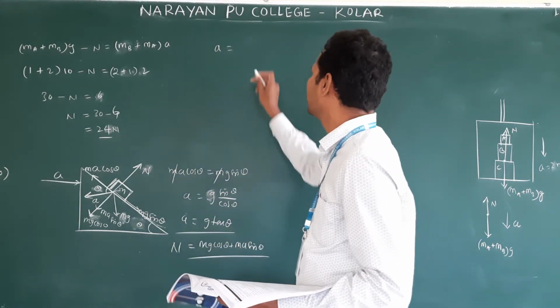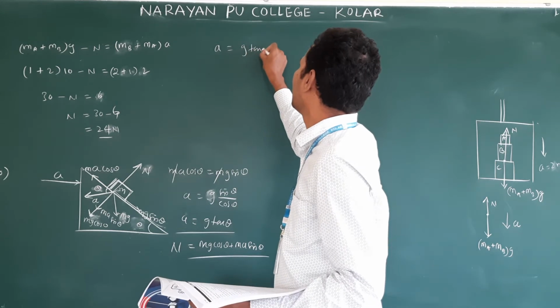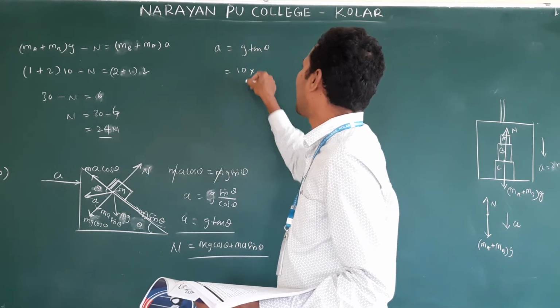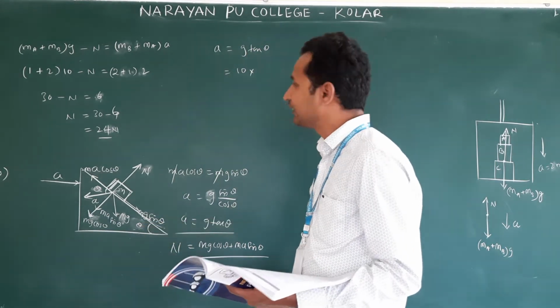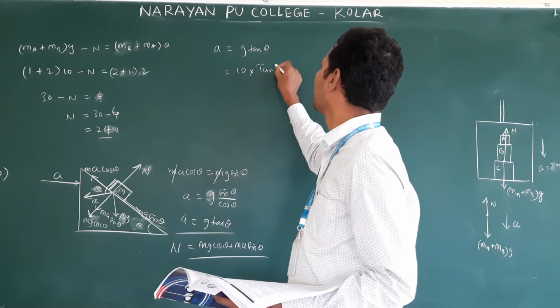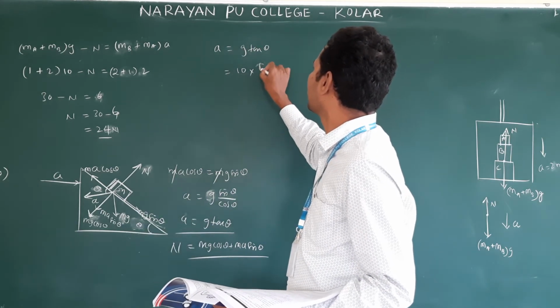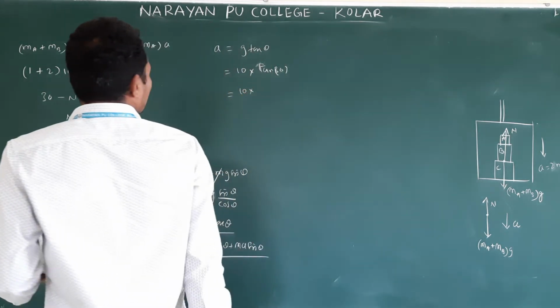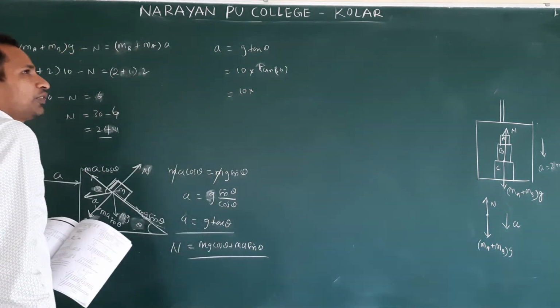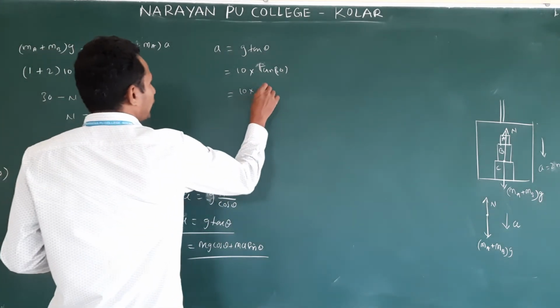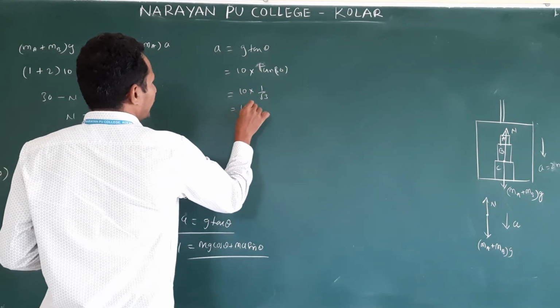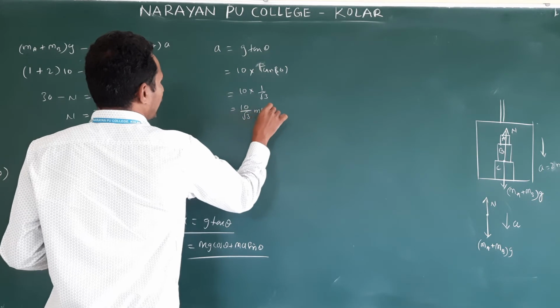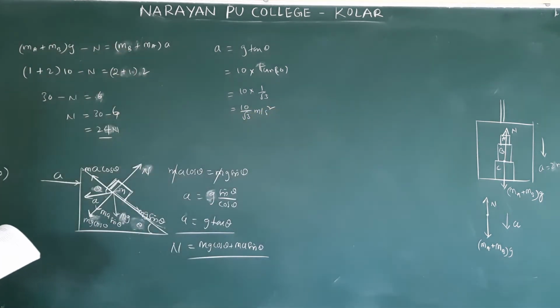Acceleration A is equal to g tan theta. The g value is 10. The angle is given as 30 degrees. Tan 30 is what? 10 into sin 30 by cos 30. So 1 by 2 by root 3 over 2, so this is 1 by root 3. So 10 by root 3 meters per second squared.